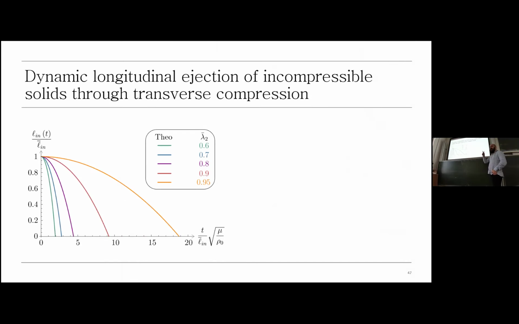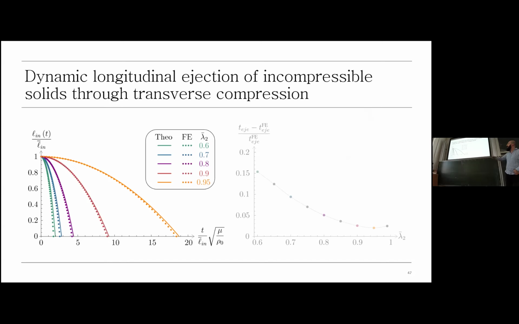Here we are, the perfectly analytical, not semi-analytical, result, where in the horizontal axis we have the non-dimensional time, and in the vertical axis we have the normalized L_in of t. And comparing now this analytical result with the numerical one, we have a very strong agreement between the two approaches. The same is true for the relative difference in the time for the complete ejection.